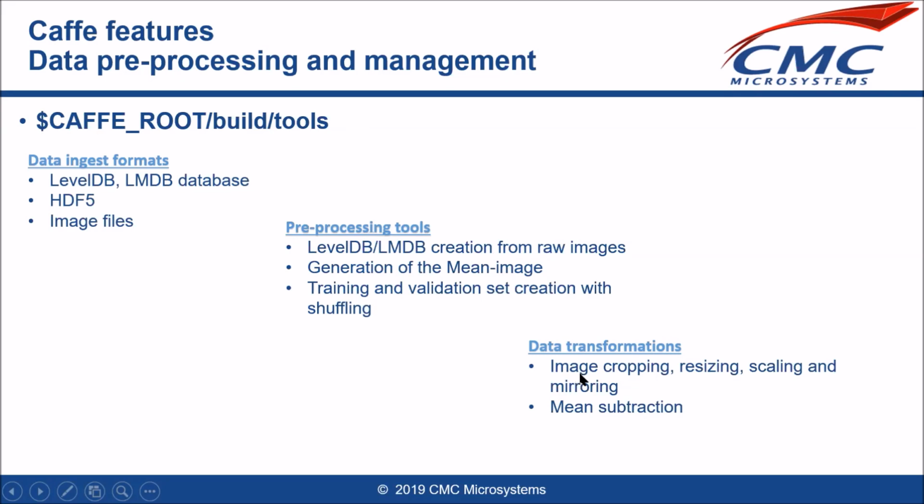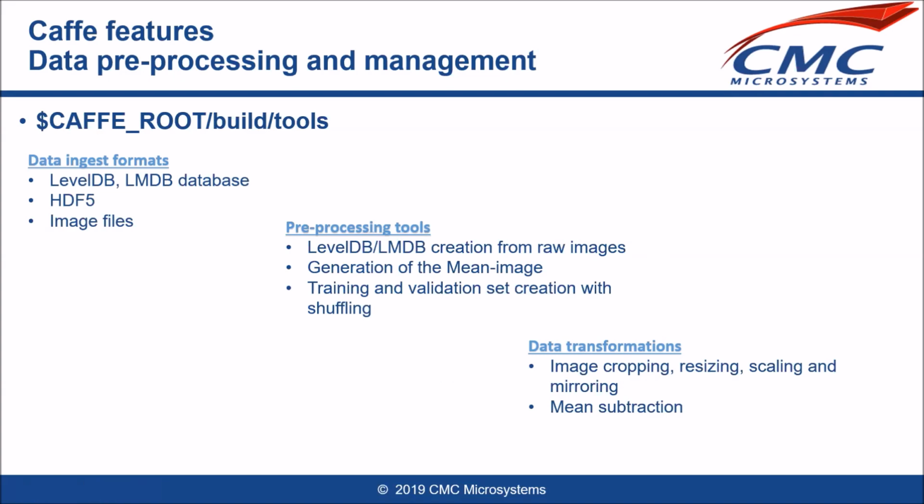As for data transformation, there are other scripts that allow you to do image cropping, resizing, scaling, mirroring, and mean subtraction. For example, resizing: you need to understand the resolution of your images, and you need to resize to adapt it to the network you are using. Different networks accept different resolutions, so you need to understand that resizing is very important in order to make this work.